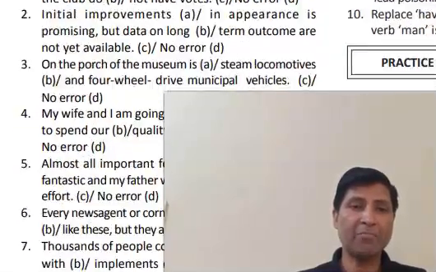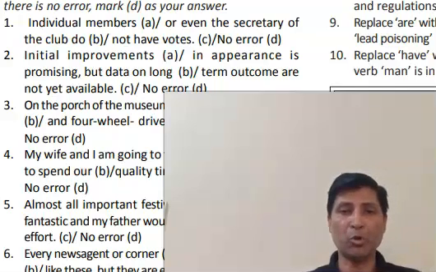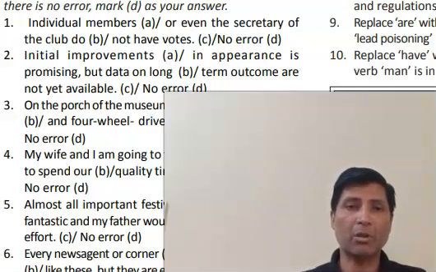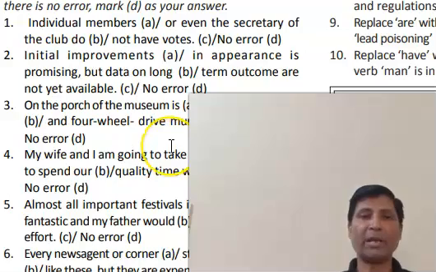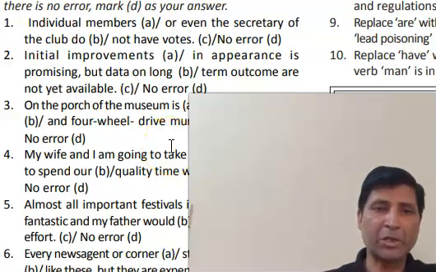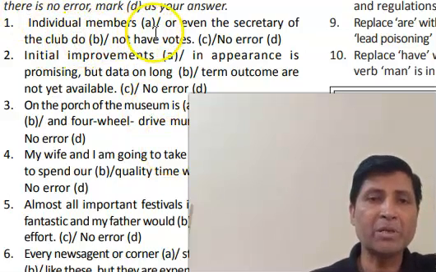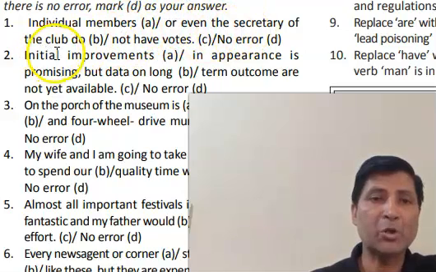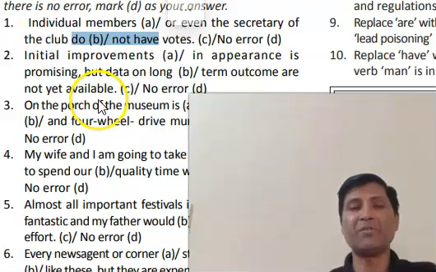Concept remains same. Difficulty level of questions has been raised. Now look at question number 1 and 2 and then you can do rest of the questions. Individual members or even the secretary of the club do not have votes. Now you see, where is the verb? Do not have.